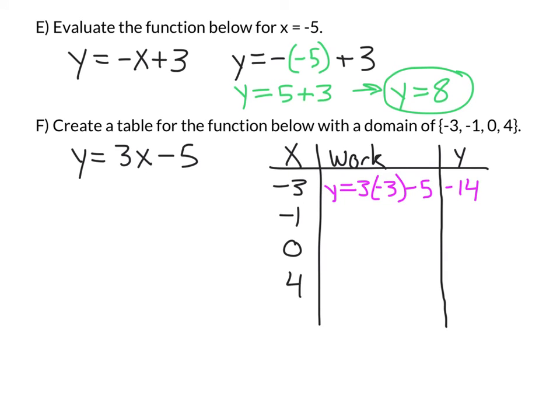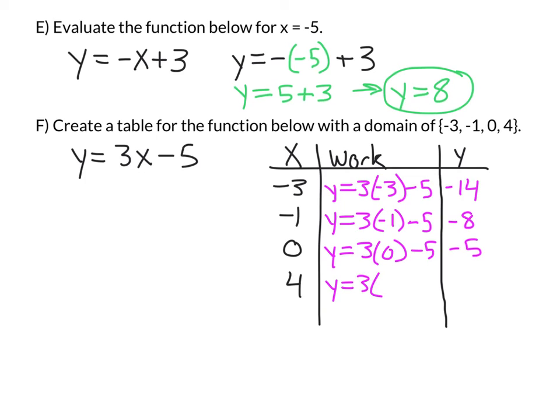And now I have my x value here, negative 1. I'm going to substitute that in next. We do the same thing for all of these inputs to find all of my outputs. So 3 times negative 1 is negative 3. Negative 3 minus 5 is negative 8. We'll do the same thing for 0 here. 3 times 0 is 0, minus 5 is negative 5. And we'll substitute 4 for x. Our last one, 3 times 4 is 12. 12 minus 5 is 7.